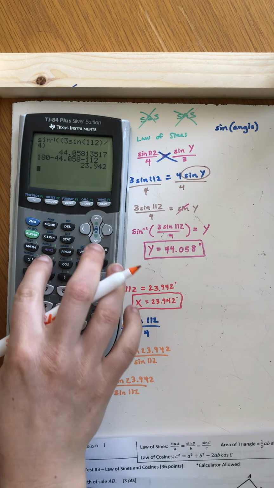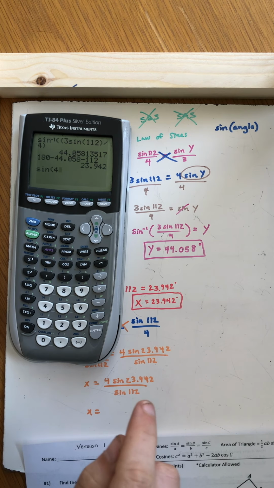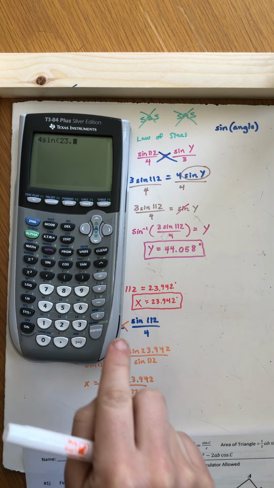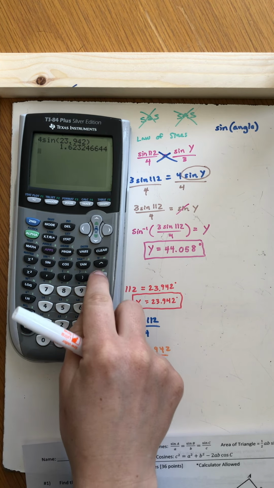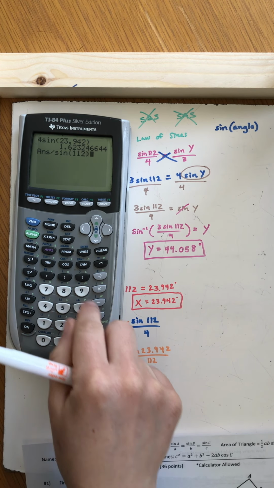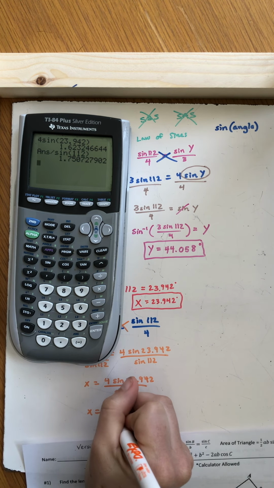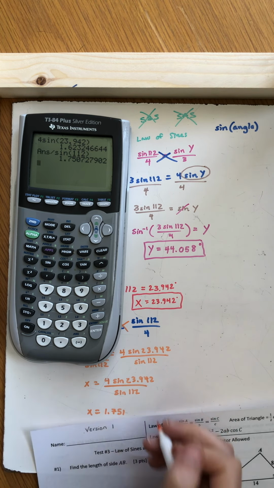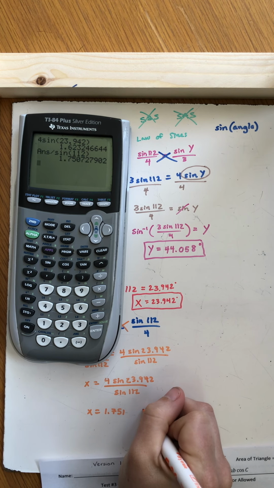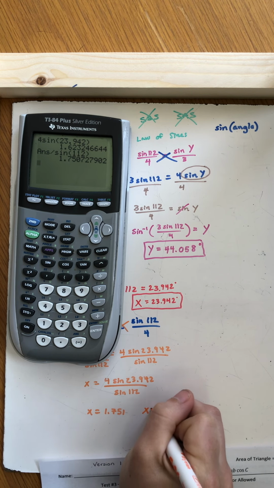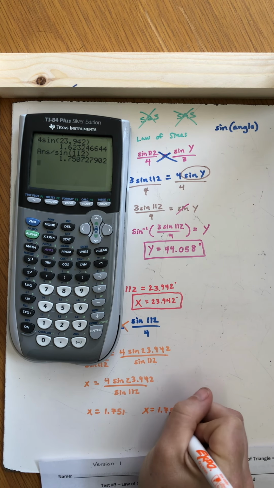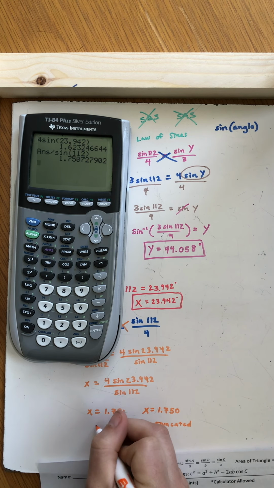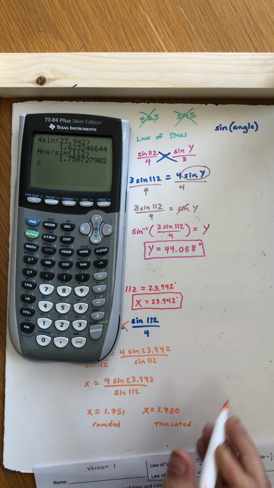Put this in my calculator. 4 sine 23.942 divided by the sine of 112. So you could have gotten 1.751 or 1.750. This is if you truncated, and this is if you rounded.